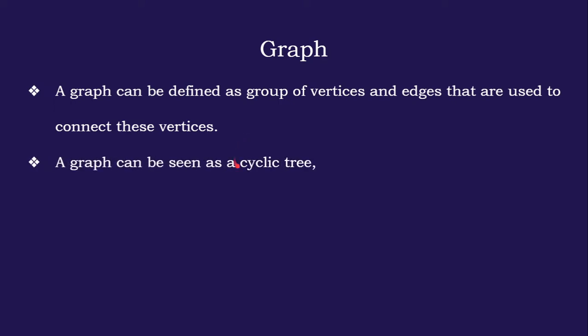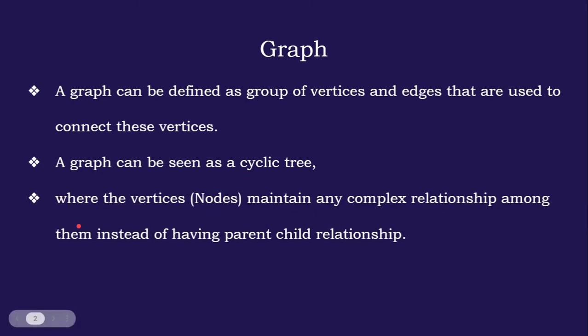A graph can be seen as a cyclic tree. So we know that a tree is also a non-linear data structure where there are no cycles. But in the case of a graph, we can have cycles. Cycles mean a closed loop or a closed area or closed part of the graph, where the vertices maintain any complex relationship among them instead of having the parent-child relationship.